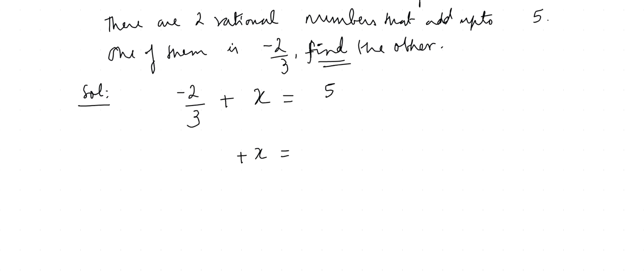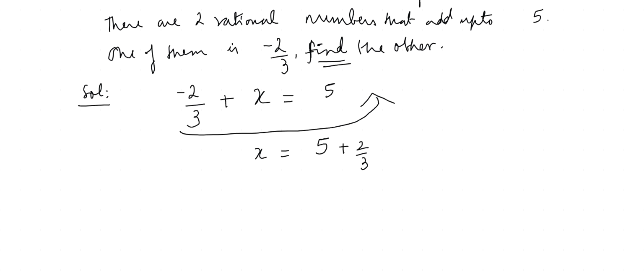By convention, understand that plus x means x. I'll just have to keep x one side. I have 5 on the right hand side. This minus 2 by 3 also I have to shift to the right hand side, because I want to find out x, I need to keep only x aside. So minus 2 by 3 goes to the other side, it becomes plus 2 by 3, 2 over 3.